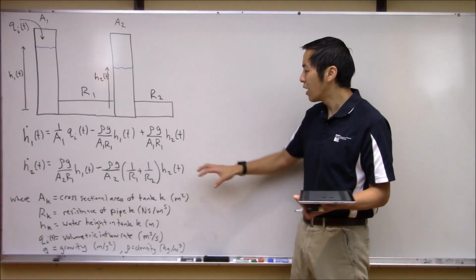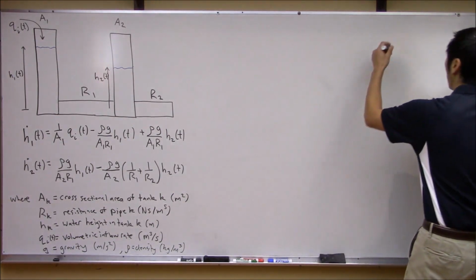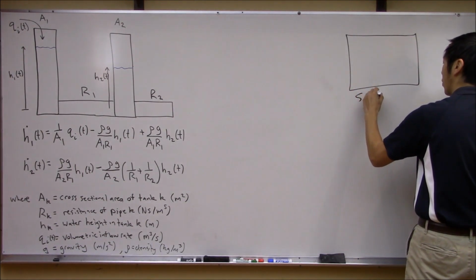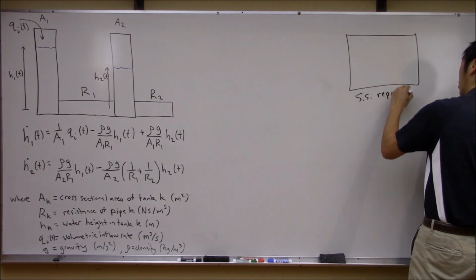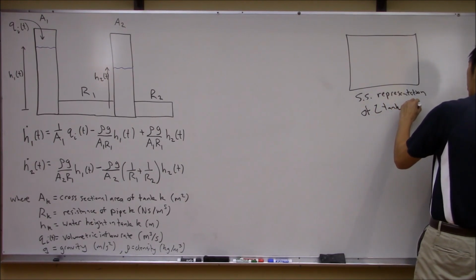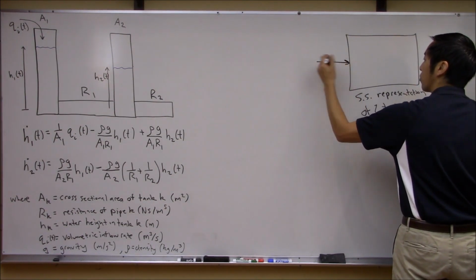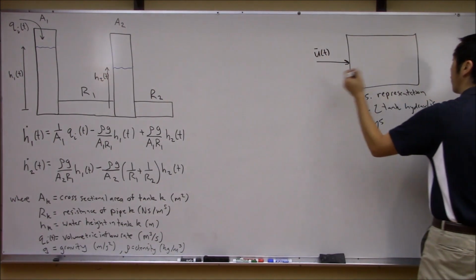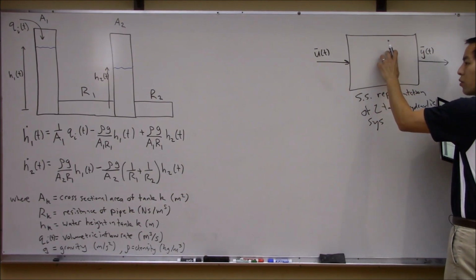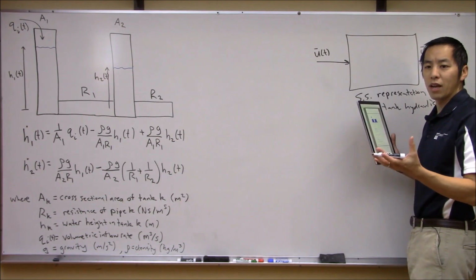The question now becomes, how do I write this as a state space representation? Again, what we want eventually is a system here, which is the state space representation of this two-tank hydraulic system. Something is coming in, which we called U, our input vector, and something is coming out, which we called y, the output. So the question is, what goes in this box? Well, it's these differential equations, but how do I write them in state space format?